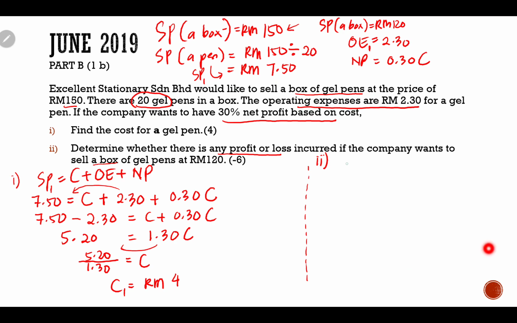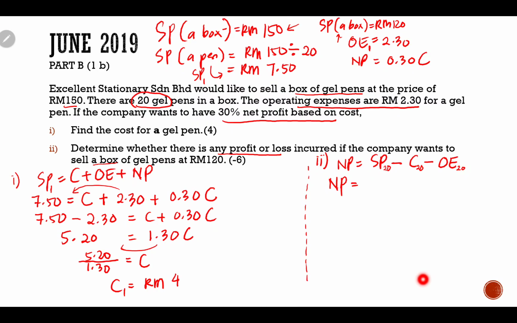Okay, so here we have the formula for the net profit equals the selling price minus the cost minus operating expenses. Take note that the selling price here is for a box, meaning to say a box consists of 20 gel pens. So find the cost of 20 and the operating expenses of 20, to find the net profit, whether there's any profit or loss.